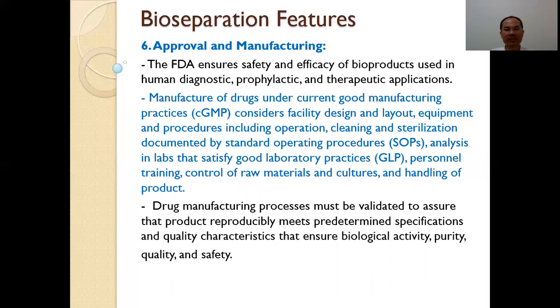What if we talk about this? We talk about GMP, or current GMP, current good manufacturing practice. For this case, we will check the design of the process, the layout of the factory, the equipment, and the process in good operation, cleaning, and sterilization. You have to check and approve this before you produce the product. That's right.